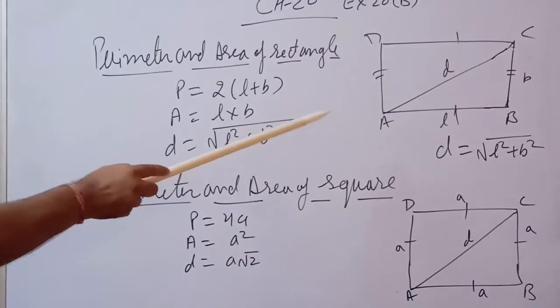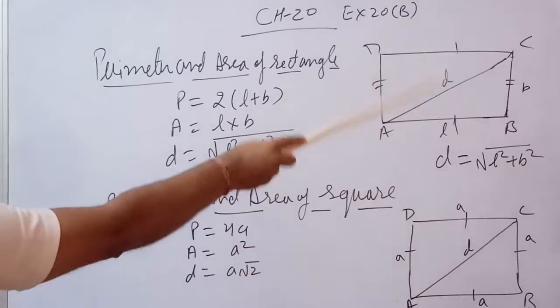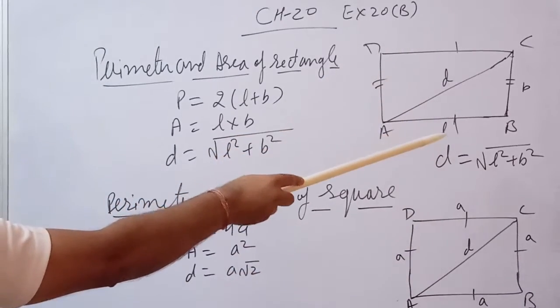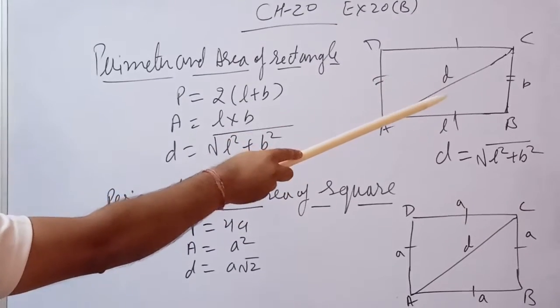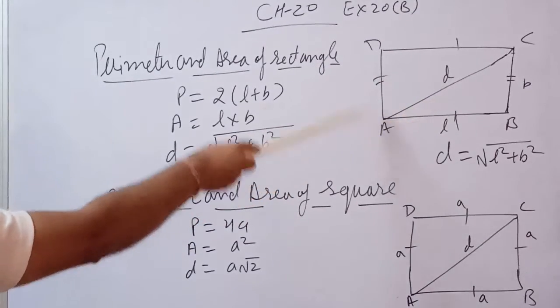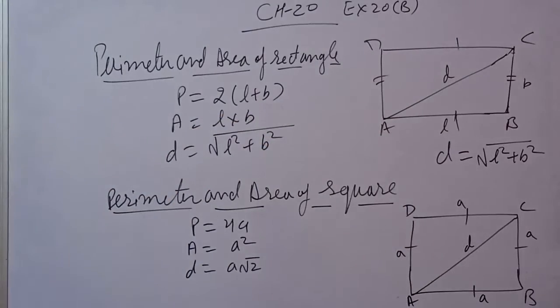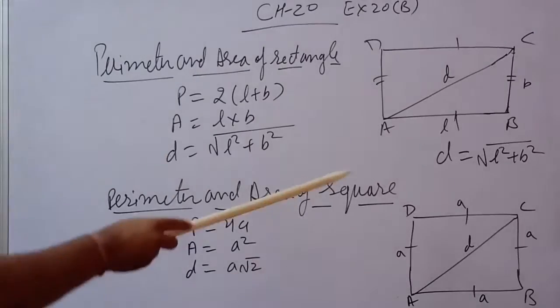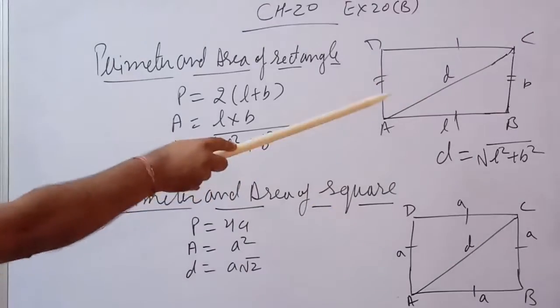Here the two figures are the rectangle and the square. ABCD is a rectangle in which AB is equal to length L, BC equal to breadth B, AD will also be L and BC will also be B. AC is the diagonal, and we know D equals the square root of L square plus B square by using the Pythagoras theorem.